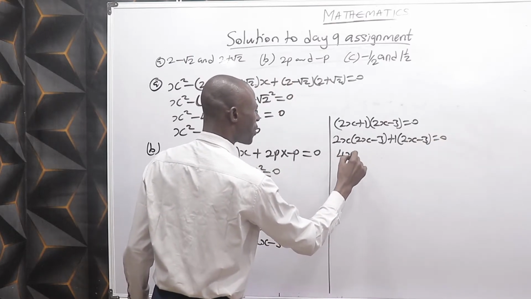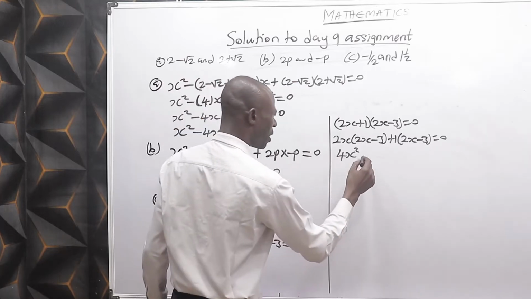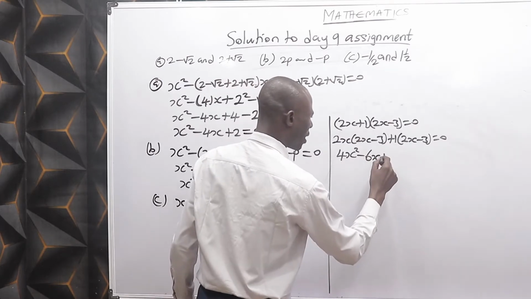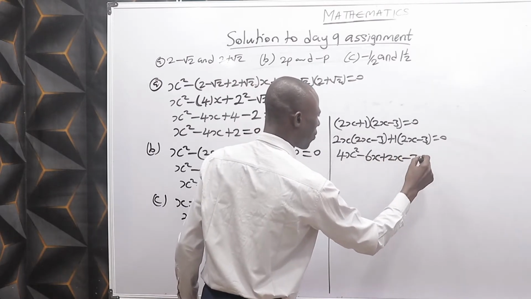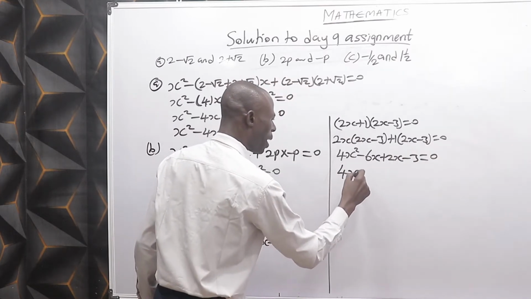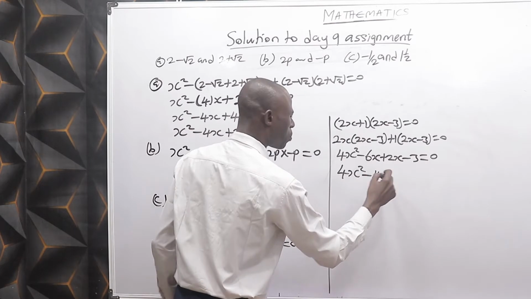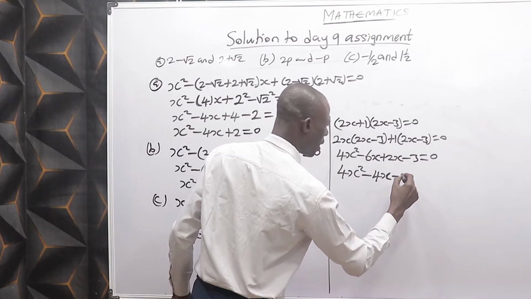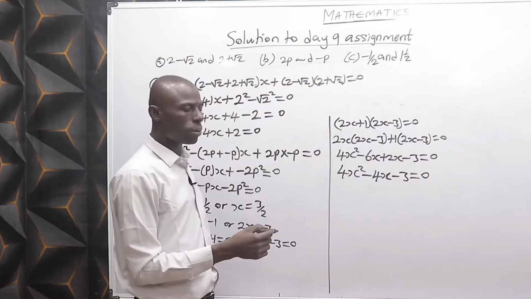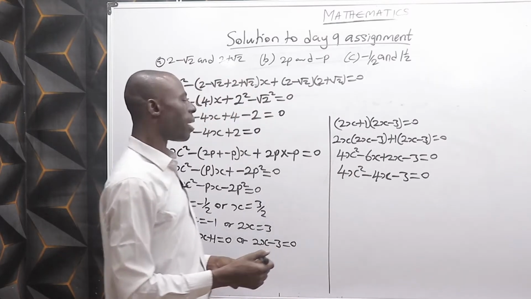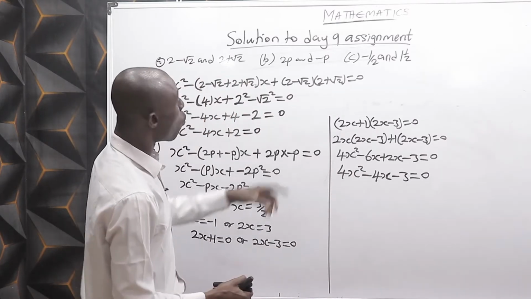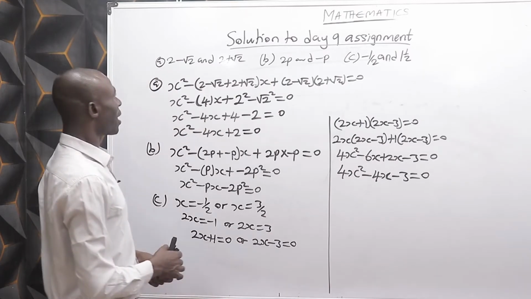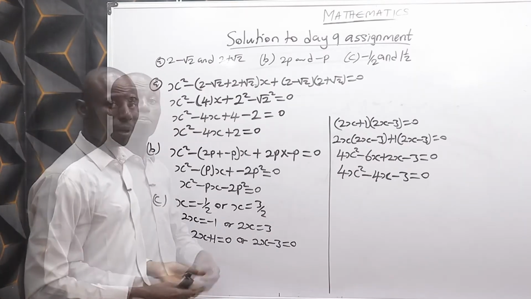This will be 4x squared, 2x times 2x. 2x times minus 3, that is minus 6x. Plus 1 times 2x, that is 2x. Plus 1 times minus 3, that's minus 3 equals 0. So we have 4x squared minus 4x, because minus 6x plus 2x is minus 4x, minus 3 equals 0. So 4x squared minus 4x minus 3 equals 0 is the quadratic equation whose roots are minus half and 3 over 2. So that is the solution to our previous assignment.